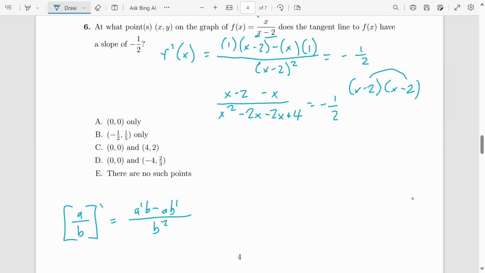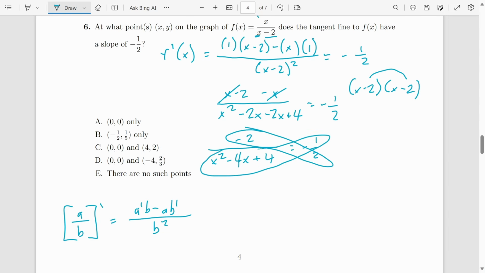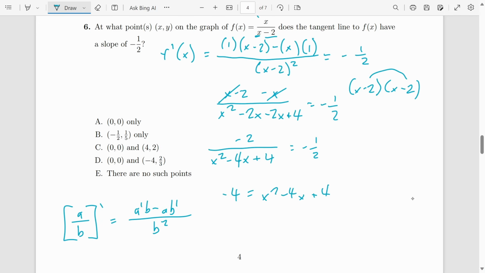We can simplify further. It looks like these two x's are going to cancel out. We get negative 2 all over x squared minus 4x plus 4 equals negative 1/2. Now we can cross multiply. So we can multiply negative 2 and 2 and set it equal to x squared minus 4x plus 4 times 1. So on the left I'm going to put negative 2 times 2, which is negative 4, equals x squared minus 4x plus 4 times 1.